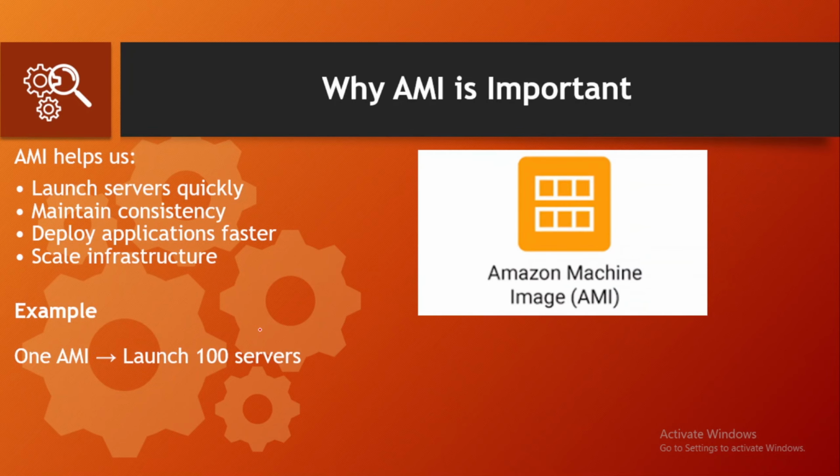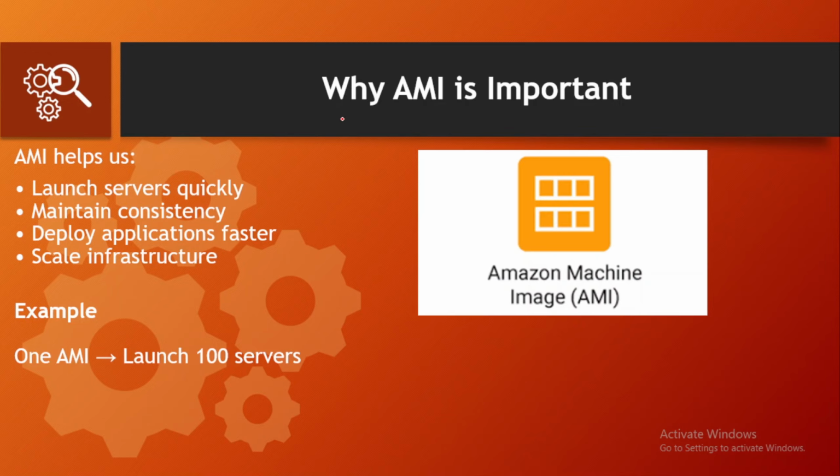Let's understand with a simple example. Imagine you want to build multiple houses. Instead of designing each house from scratch every time, you create a house blueprint. Then you use that blueprint to build many houses quickly. AMI works exactly like that blueprint. One AMI can be used to launch many EC2 instances. This saves time and ensures consistency.